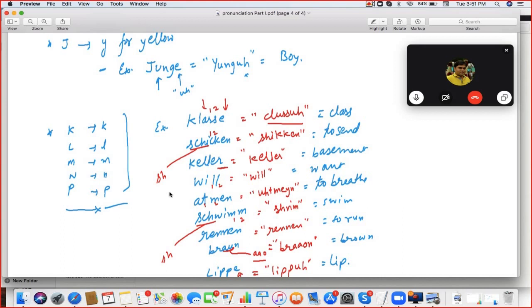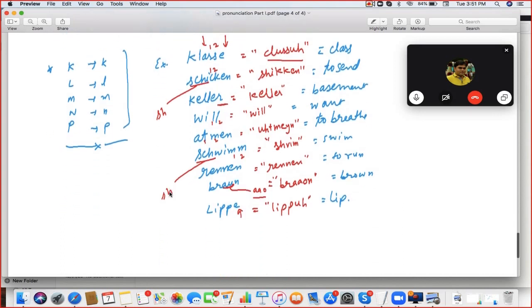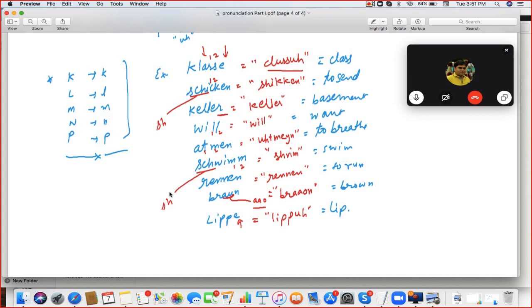Next, Chicken. Keller. Will. Atman. Shrim. Renan. Brown. Lippe. So: Klasse, Chicken, Keller, Bill, Atman, Shrim, Renan, Brown, and Lipper. K, L, M, N, P.